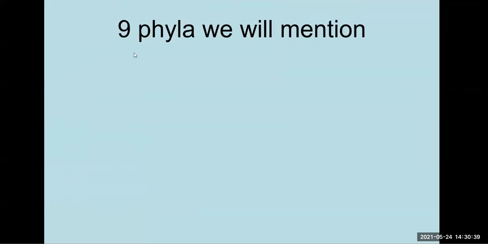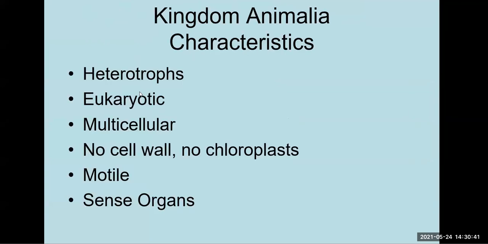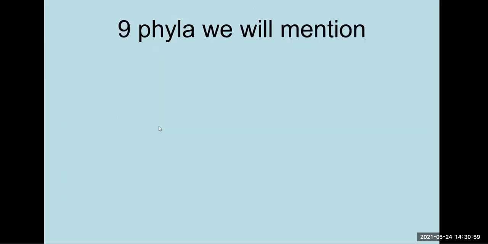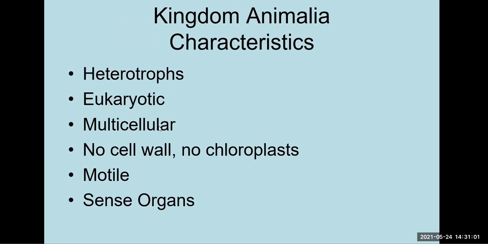And they are eukaryotic. What do you mean by eukaryotic? Their nucleus is covered, embedded by a nuclear membrane, and they are composed of many cells. We call it multicellular. They don't have a cell wall, no chloroplast.